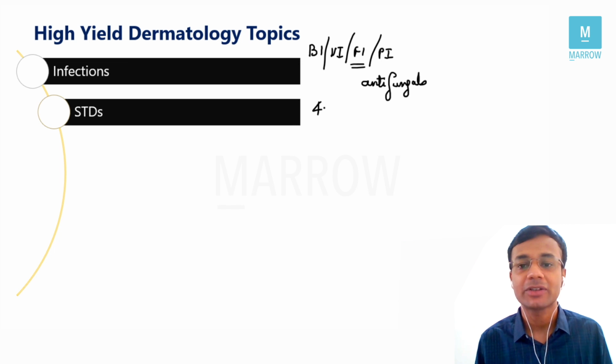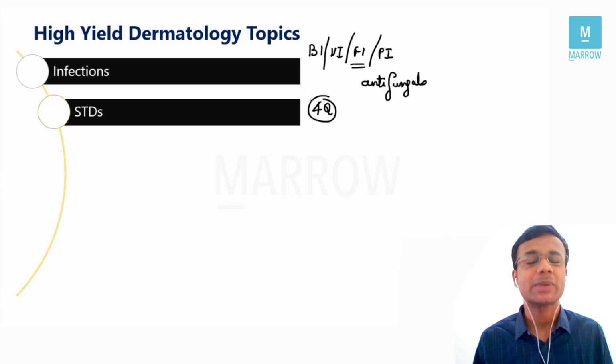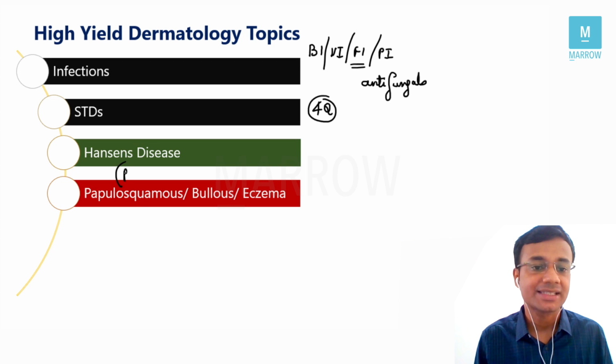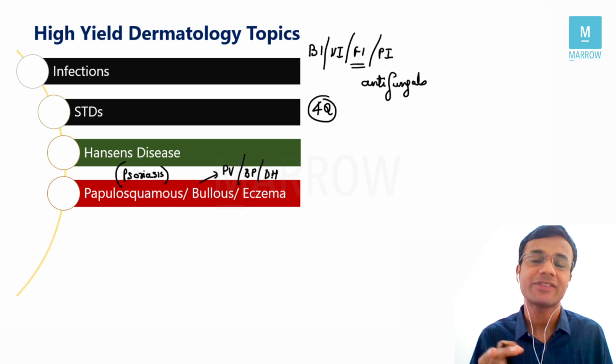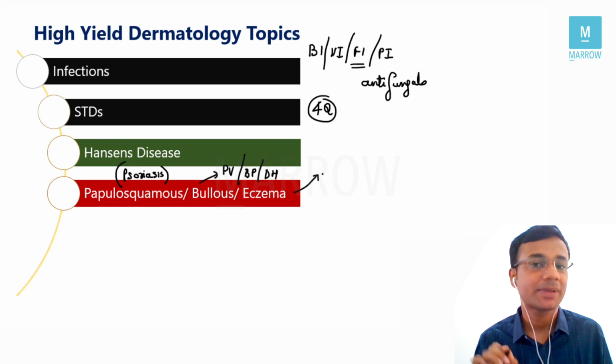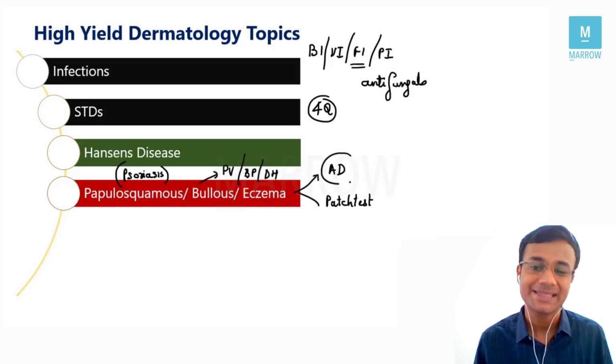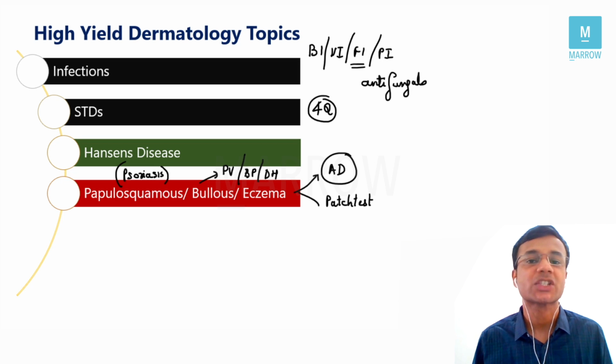STDs, we have already seen in this particular exam 4 questions have come. Usually 2 to 3 questions are 100% sure from STDs, so please do it well. Leprosy is yet another important area where you need to identify the spectrum, and the treatment of leprosy is important. In papulosquamous, it's important to do psoriasis well. In bullous diseases, you should do pemphigus vulgaris well, bullous pemphigoid and dermatitis herpetiformis. You should have a concept of bullous disease because one question usually comes from bullous disease. In eczema, the important topics are contact dermatitis, atopic dermatitis, and patch testing. So these are some important topics which you cannot afford to miss. Especially atopic dermatitis is very common and a frequently asked question in the exam.